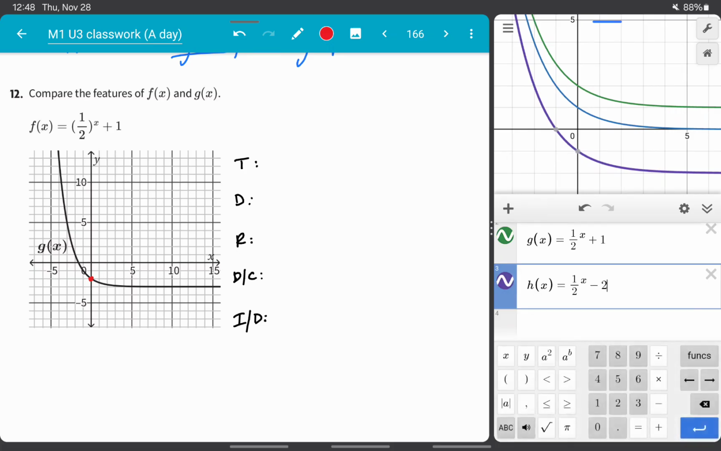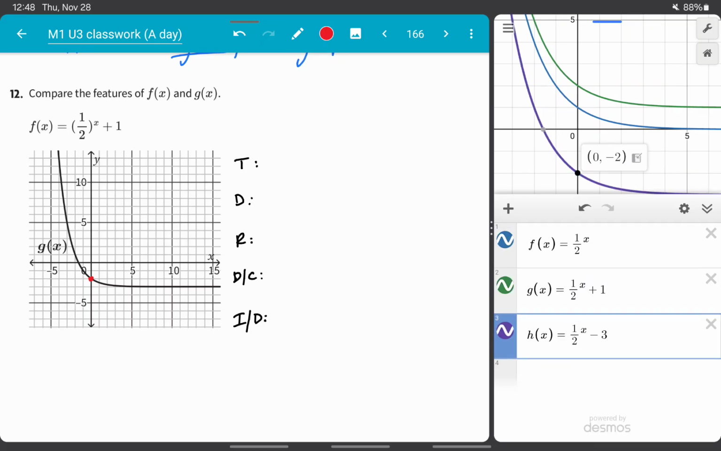Let's check this out. Let's try -3. There we go. Yes, that makes sense because it should have a value here at (0, 1). So -3 would make it go down to (0, -2).